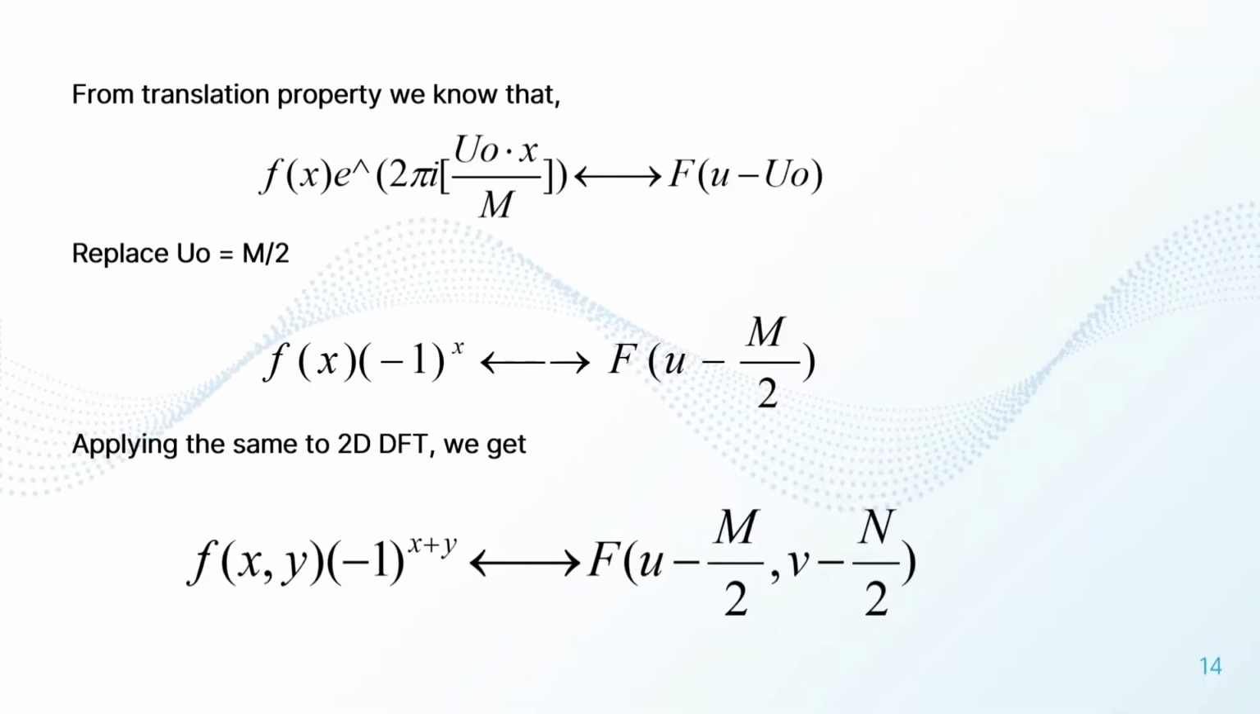Let us look at origin shifting in case of a 1D signal. From the translation property, multiplying f of x with the given exponential term and calculating DFT results in shifting of the spectrum to u0. Apply the same to two-dimensional DFT. Here, the origin is shifted to the point m by 2, n by 2 in two-dimensional space.